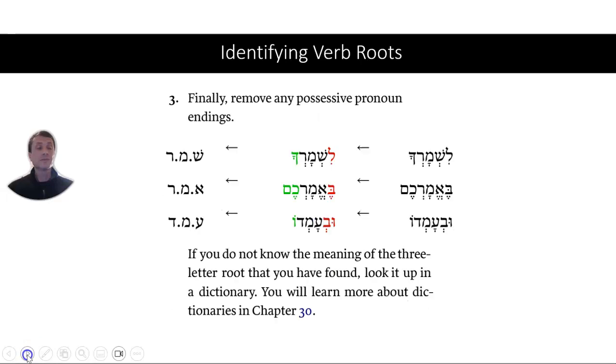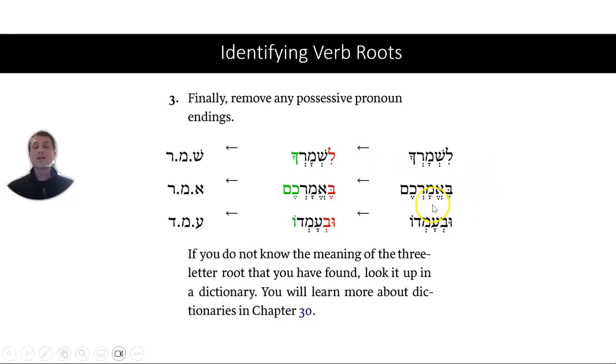So that's step 2. Step 3 is remove any possessive pronoun endings. Remember, verbs can take possessive pronouns. So you want to remove those. They're not part of the verbal root. So here we have lishmorcha. We want to remove the lamed. That's a preposition, of course. And then the ka at the end is that 2ms pronoun suffix. And then we're left with shamar, shin mem resh.